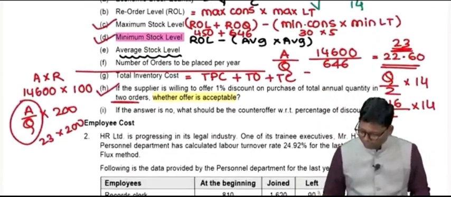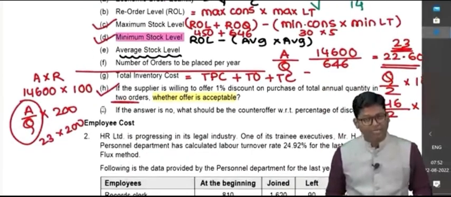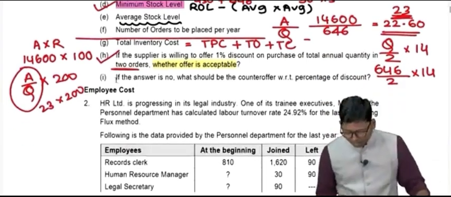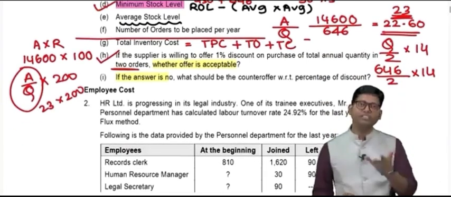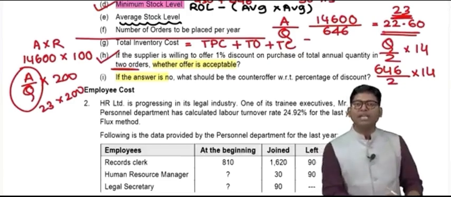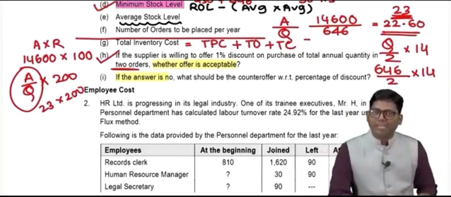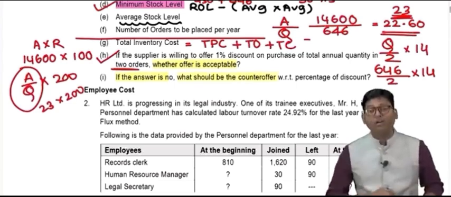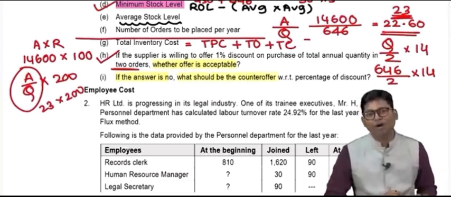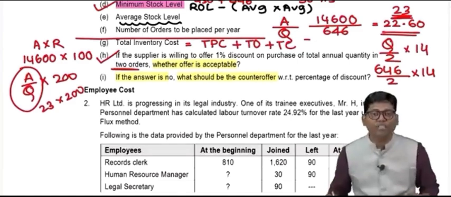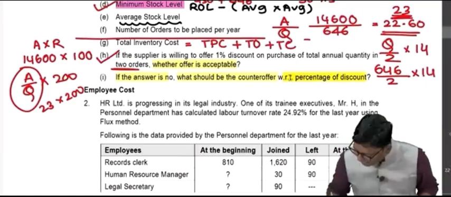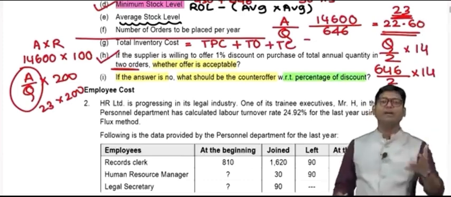Now only one point is pending, and that is point number I, which is a very, very important point. Please concentrate. If the answer is no, obviously we have already advised the company that the proposal should not be accepted. If the answer is no, what should be the counter offer? Counter offer with respect to the percentage of discount. We need to calculate what percent of discount we should offer.